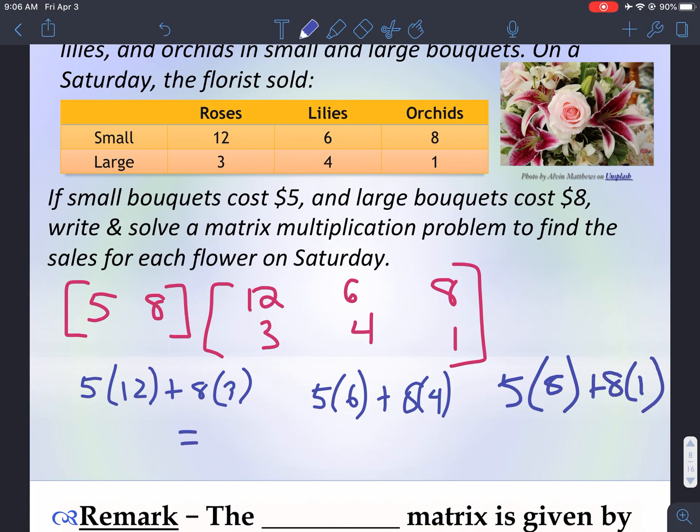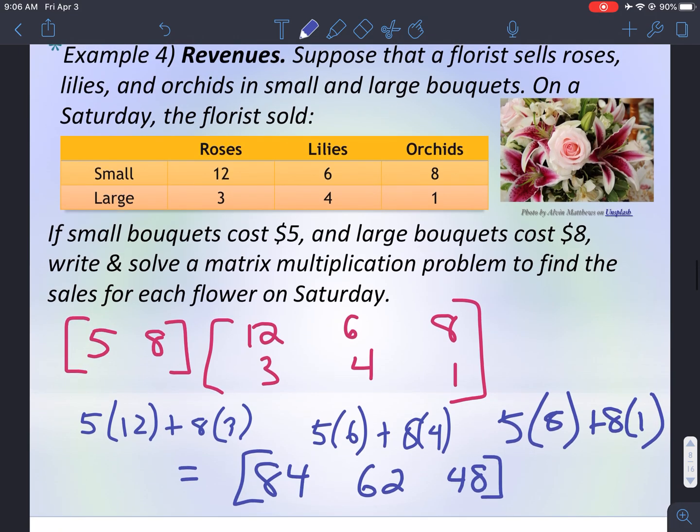This is going to give us a matrix with 1 row and 3 columns. So that's a 1 by 3: 84, 62, 48. There's your application question. $84 worth of roses, $62 worth of lilies, $48 worth of orchids.